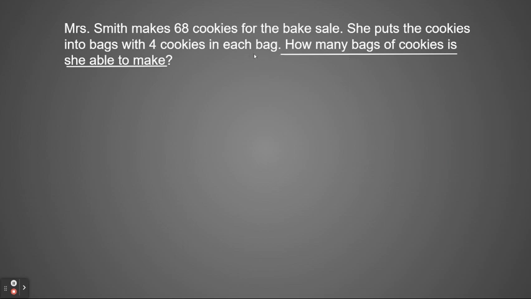Then we're going to go back and look for any kind of keywords that are going to tell us what to do. So I see in each bag. That tells me we're going to need to be separating all of our cookies into equal groups. If I'm making equal groups, I'm going to need to divide. Then I'm going to go back and look for my information. I see that there's 68 cookies and there's going to be 4 cookies in each bag. So since I have a total of 68 and I'm going to put 4 cookies in each bag, my equation would be 68 divided by 4.